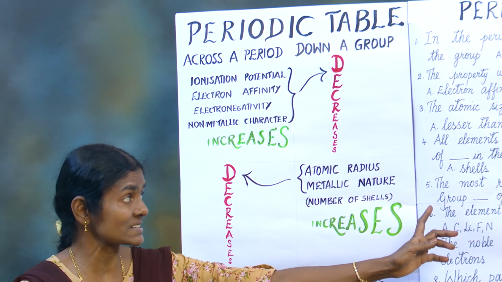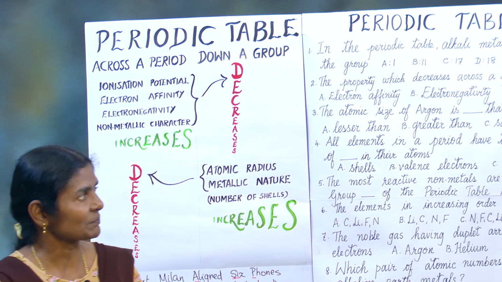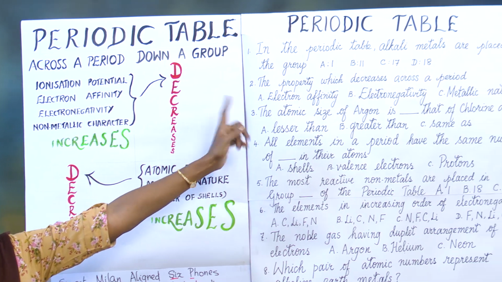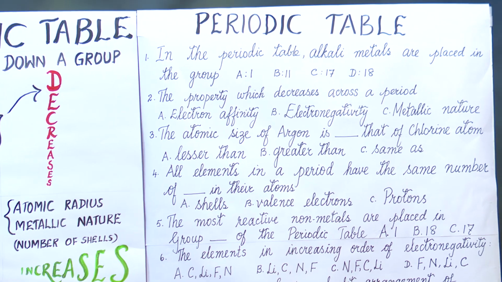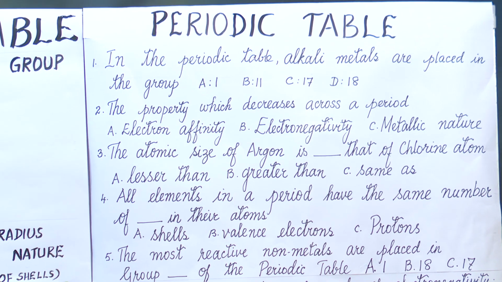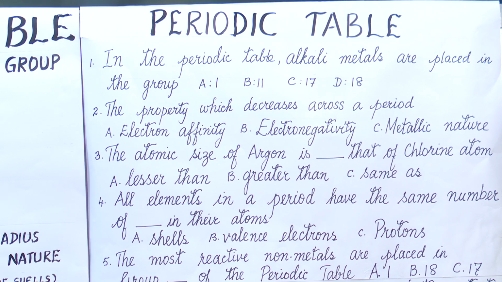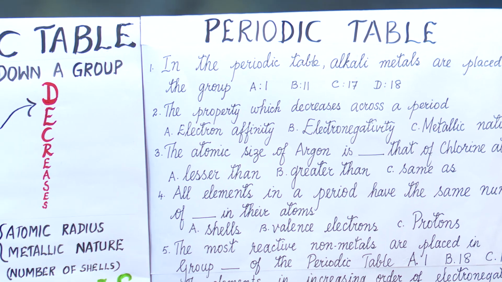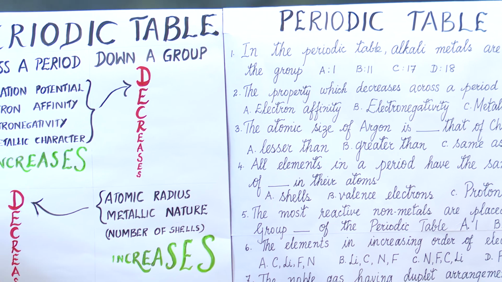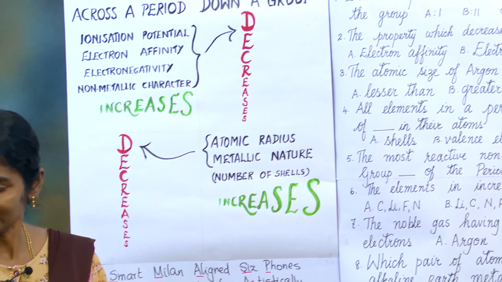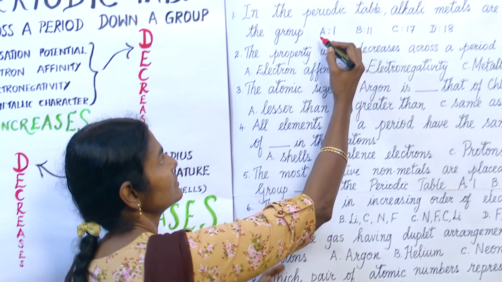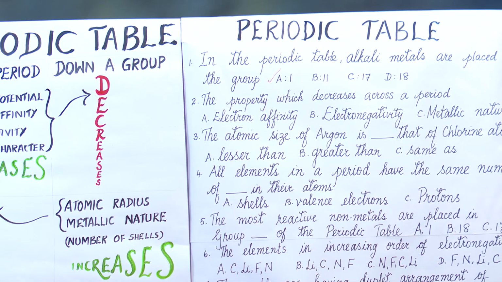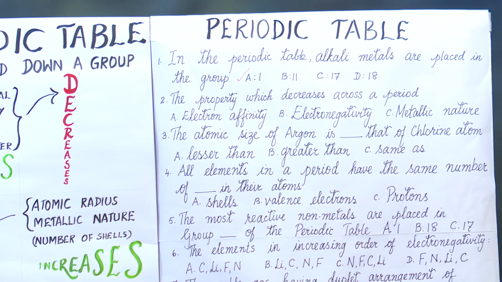Let's go to the first question. In the periodic table, alkali metals are placed in which group? So, what did I tell you? There are 4 groups that we need to know: Group 1, Group 2, 17 and 18. Group 1 is called the alkali metals, right? So the answer for that question would be, alkali metals are in group 1. So, A is the answer for it.